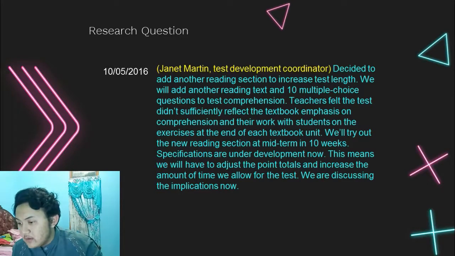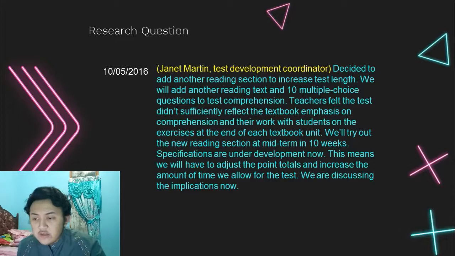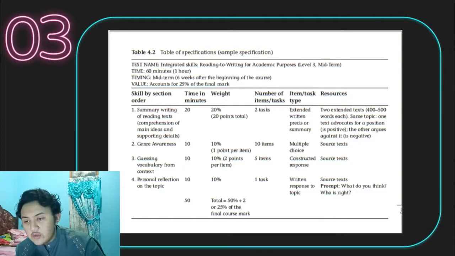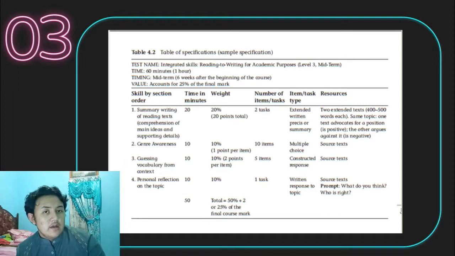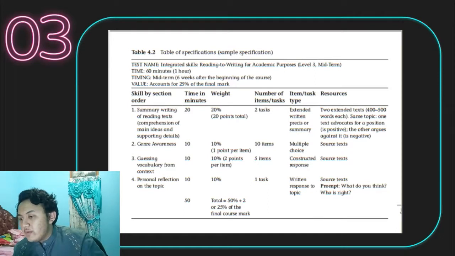Here's some example of the table. This is Table 4.2, the table of specifications. You could see from the PowerPoint, you could read it. You could try to find the meaning. You could see the reference about the summary writing of the reading tags, time 20 minutes, things like that. You could work on it by yourself.